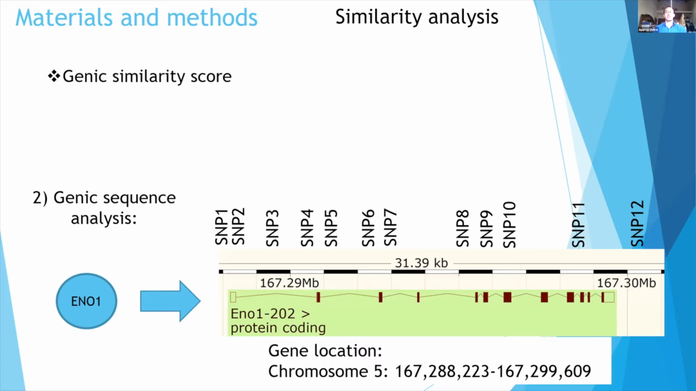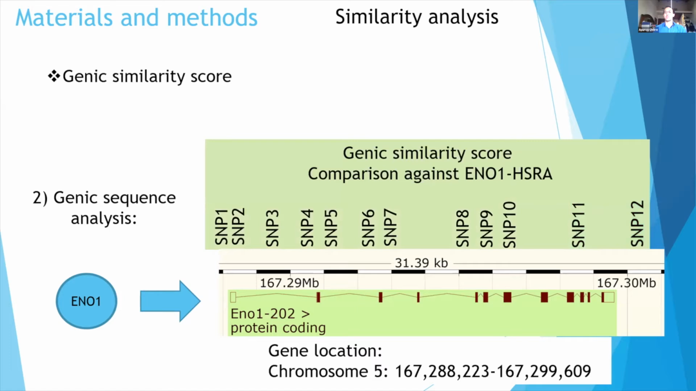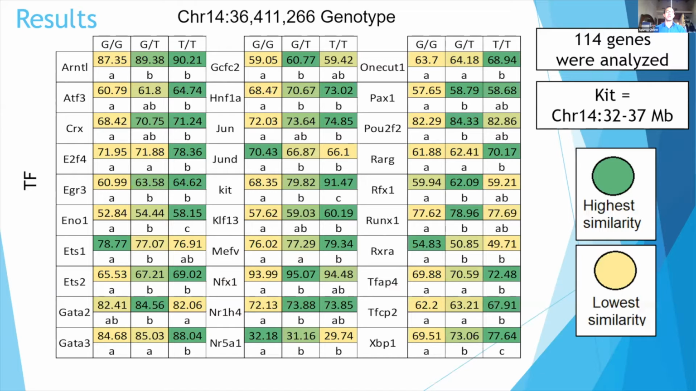So we know that this specific transcription factor is being encoded from this specific locus, chromosome 5, between those locations. We pull out all the SNPs that are inside this locus, and we perform the similarity score analysis. So you are going to end up with a comparison for the N01 between each individual and the N01 from the HSRA, the reference sequence. Here you have the results for this analysis.